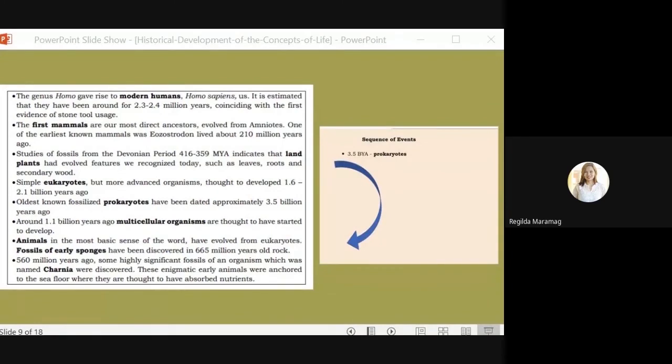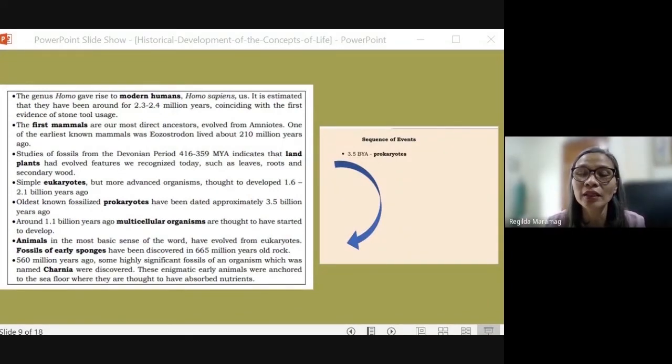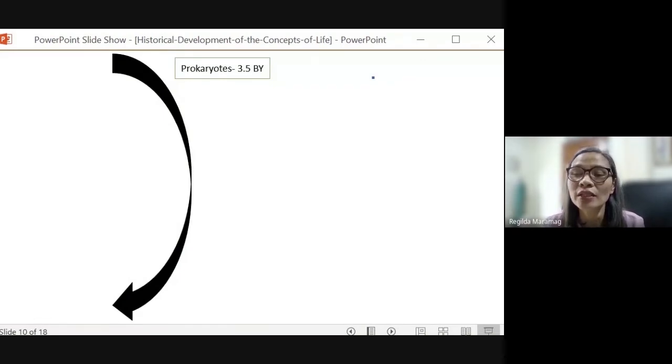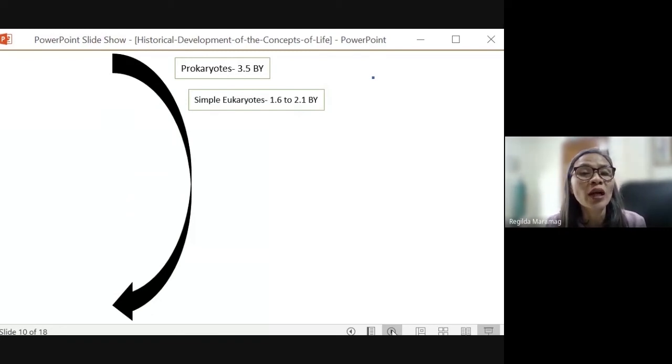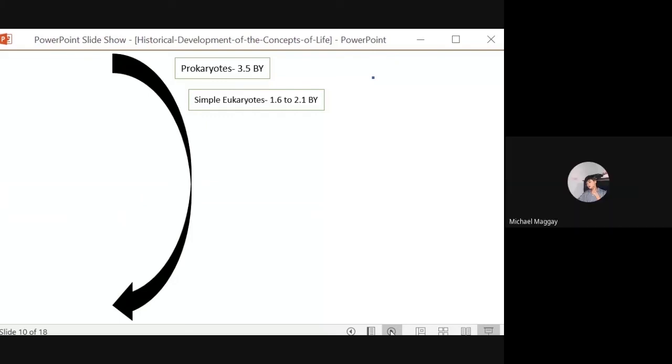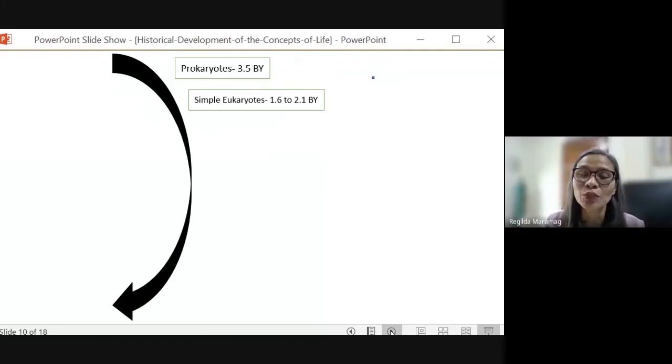Are you done, grade 12? Who wants to share and explain their answer? What is next to prokaryotes? Aryan, next to prokaryotes, we have? Simple eukaryotes, ma'am. So it was followed by simple eukaryotes in 1.6 to 2.1 billion years ago. Okay, what's next to simple eukaryotes? Michael. Animals and sponges po. 665 million years ago. Is it already animals and sponges after simple eukaryotes?